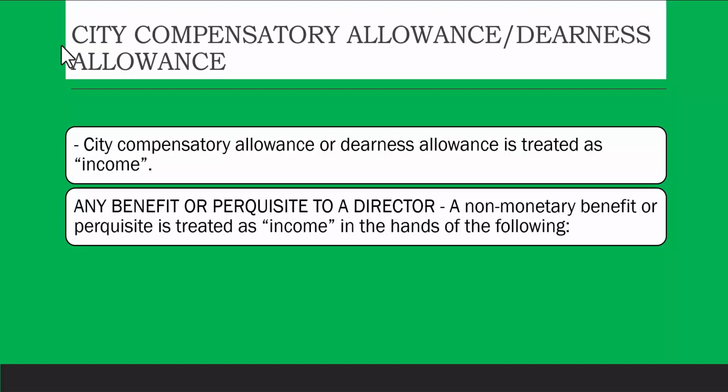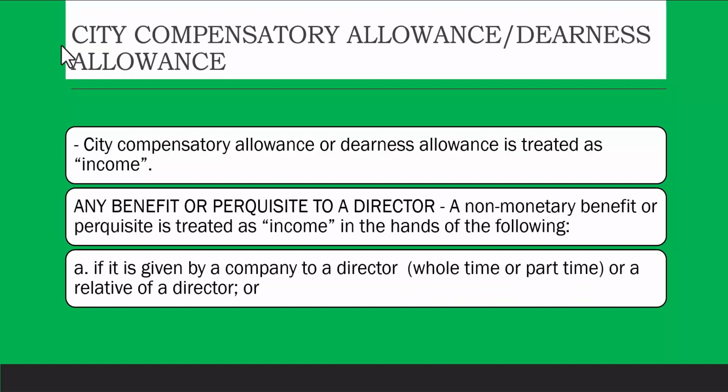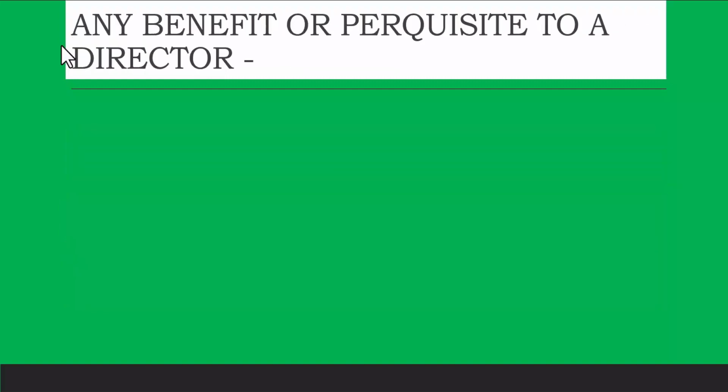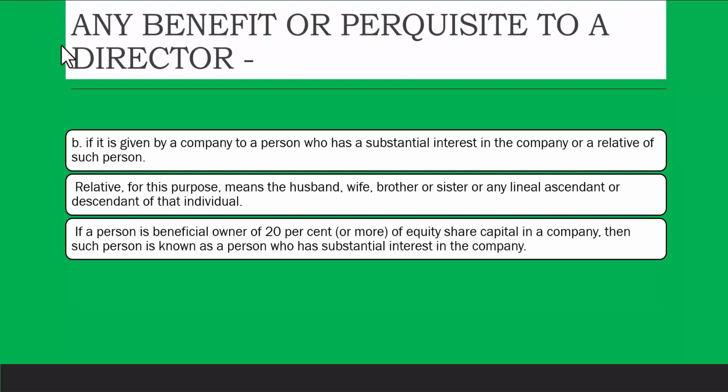Any non-monetary benefit or perquisite is treated as income in the hands of the following, if it is given by a company to a director, whole-time or part-time, or a relative of a director, or to a person who has a substantial interest in the company or a relative of such person. Relative for this purpose means the husband, wife, brother or sister, or any lineal ascendant or descendant of that individual. If a person is beneficial owner of 20% or more of equity share capital in a company, then such person is known as a person who has substantial interest in the company.